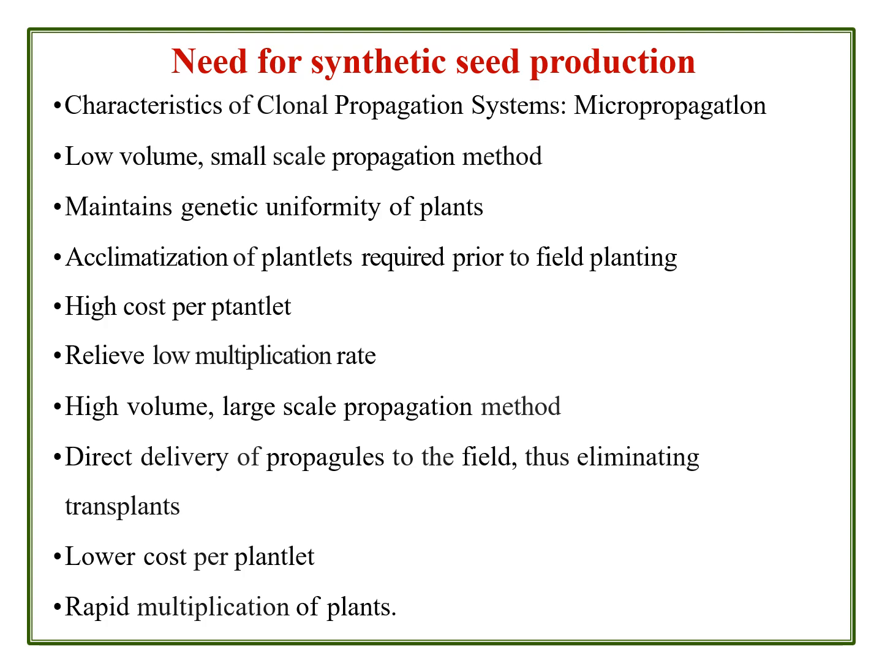Characteristics of the clonal propagation system: micropropagation is a low volume, small scale propagation method, maintains genetic uniformity of the plantations, requires acclimatized plantlets prior to field planting, has high cost per plantlet, and a low multiplication rate. Synthetic seeds are a high volume, large scale propagation method, with direct delivery of propagules to the field, thus eliminating transplants, low cost per plantlet, and rapid multiplication of plantlets. So these are the reasons why synthetic seeds are required.